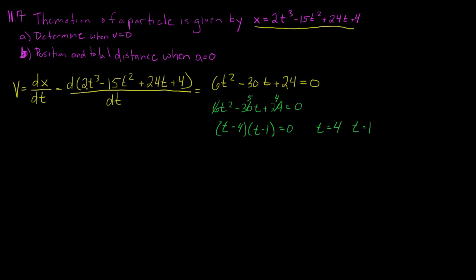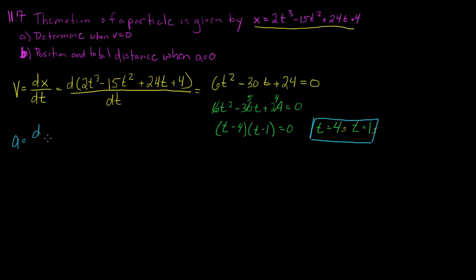What this means is at t equal to 4 seconds and t equal to 1 second, our velocity is 0. So there are 2 points where our velocity is equal to 0. Now this is part A. Our second part of the question asks to determine the position and total distance when acceleration is equal to 0.